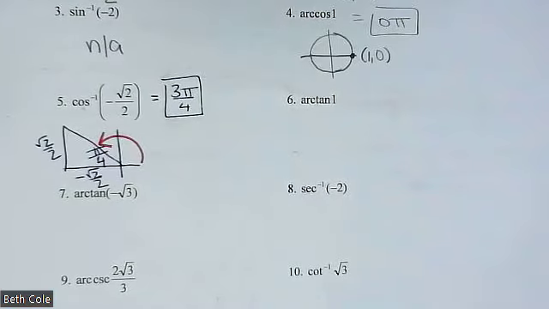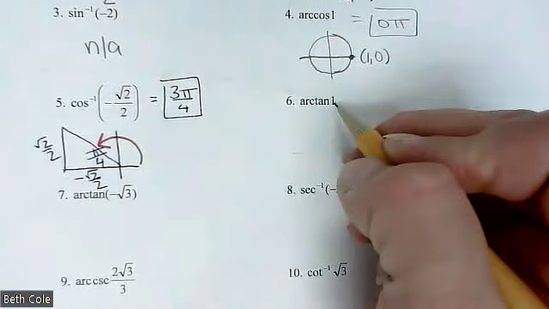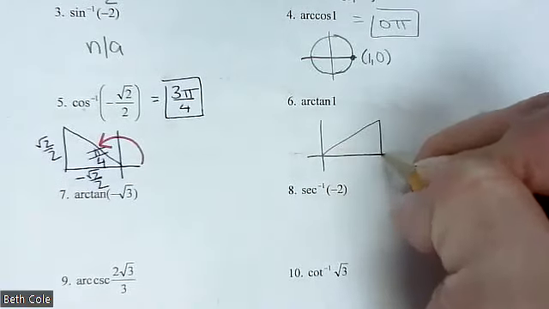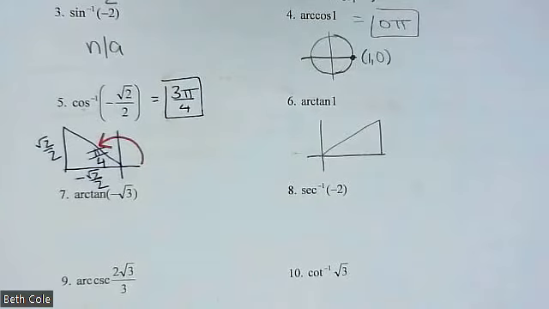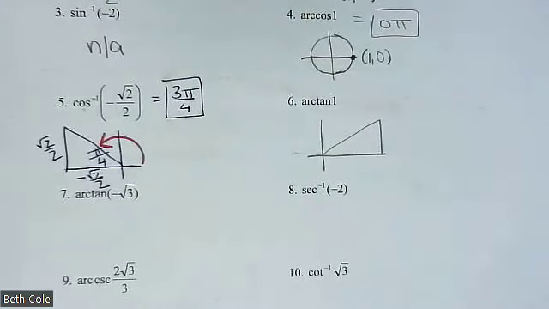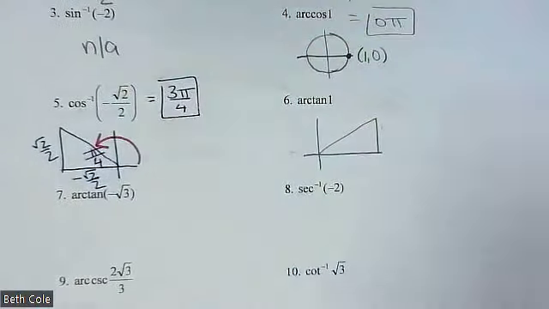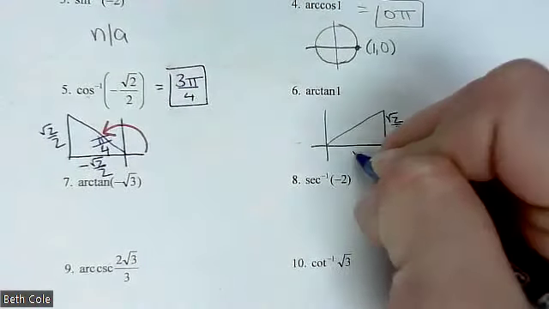Number 6 is tricky because when you see that 1, doesn't it make you think of the circle? Up, down, left, right? But how do you get tangent from your unit circle? It's y over x. So since this is positive, we're going to be in quadrant 1. What would be the sides so that you end up with 1? Good. Anything over itself is 1.